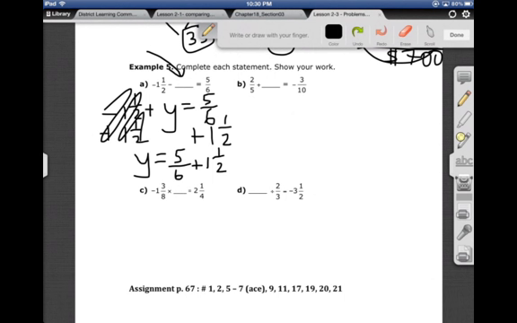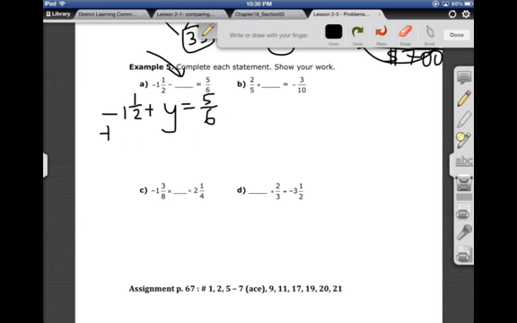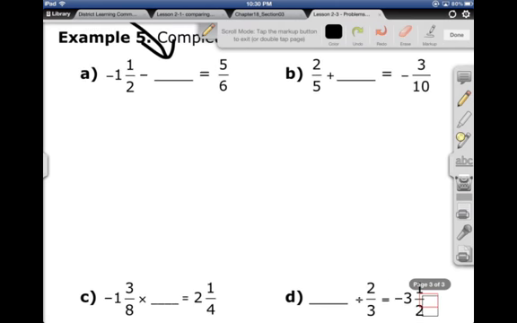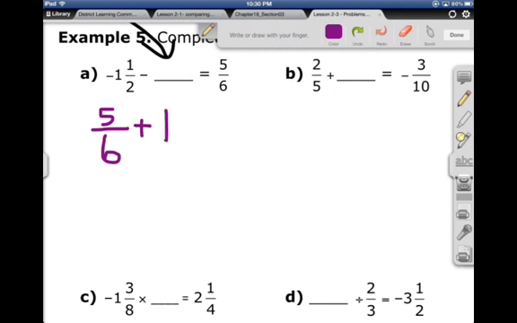If your algebra is a little bit rusty and you haven't done that, just remember that the step in the question was subtraction. So what you're going to need to do is you're going to need to do addition. Switch colors here. 5/6 plus 1 and 1/2.